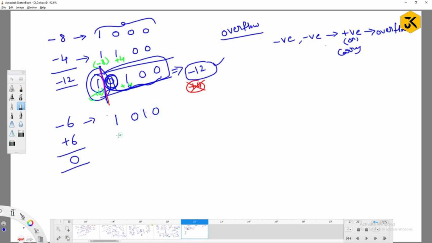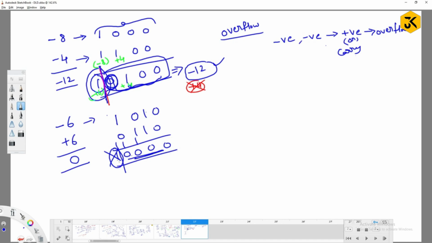What about plus 6? 0 1 1 0. You are going to get 0 1 0 1 0 1 0. What is our result? We need to get 0, right? So in this situation, if you are not going to consider this carry, what are you going to get? Are you going to get the result or not? Yes, right? So at this particular point of time, you should not consider the carry.